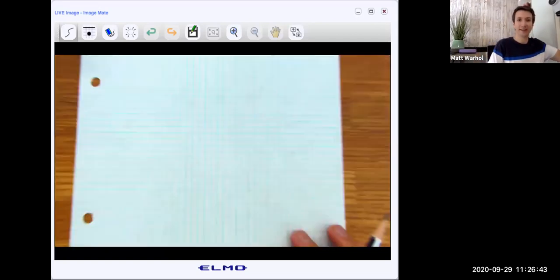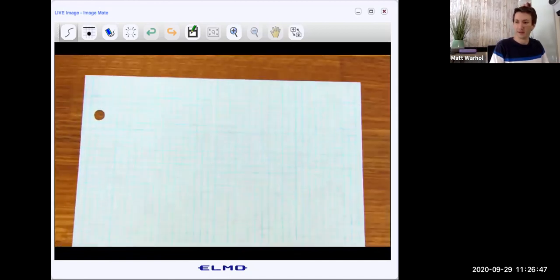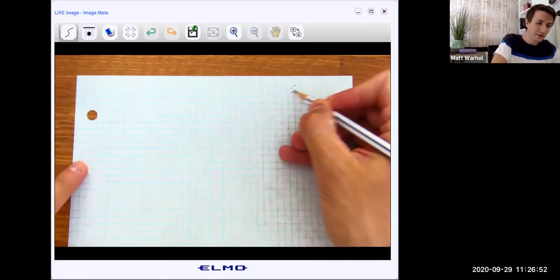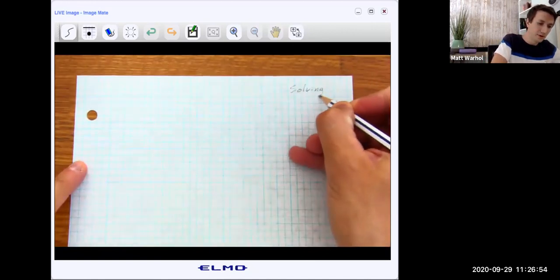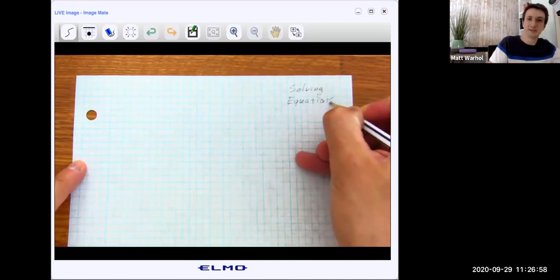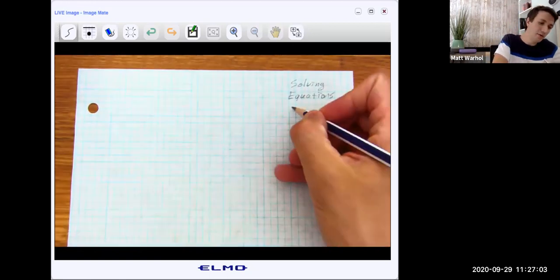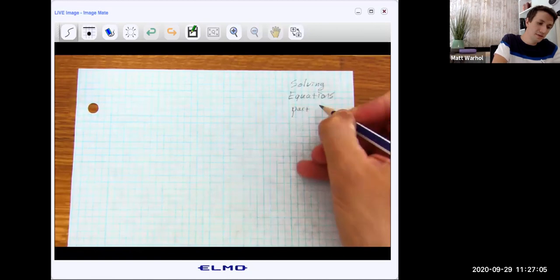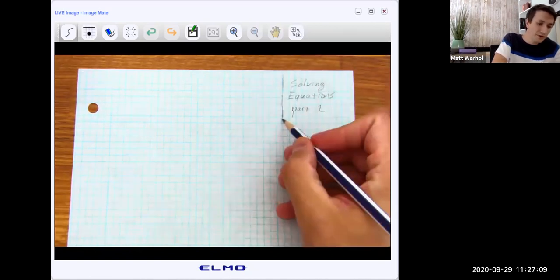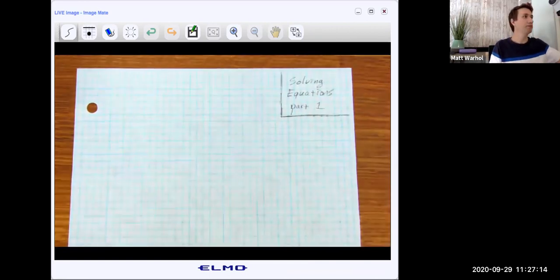So today, our topic is going to be a great one. I love this one in algebra. It's called solving equations. We'll look at some different ways to solve equations and some expectations for when you're solving. And this is part 1. We'll only do part 1 today. We'll have to do part 2 another time.